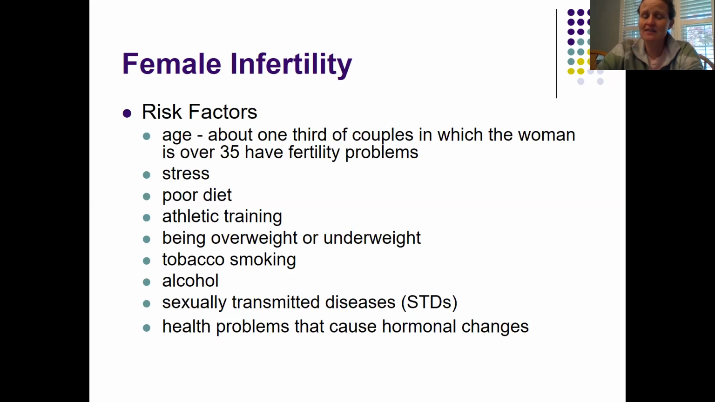Stress, poor diet, and sometimes athletic training can cause a woman's period to not be regular. So there are times that you might be someone that's running a lot or working out and you don't have a regular period, and then you want to get pregnant. You might have to scale back on that type of exercise so that you can get a regular period. Sometimes people that are overweight or underweight, their period's not the same. Alcohol, smoking, STDs, and other health problems can cause issues with your hormones.